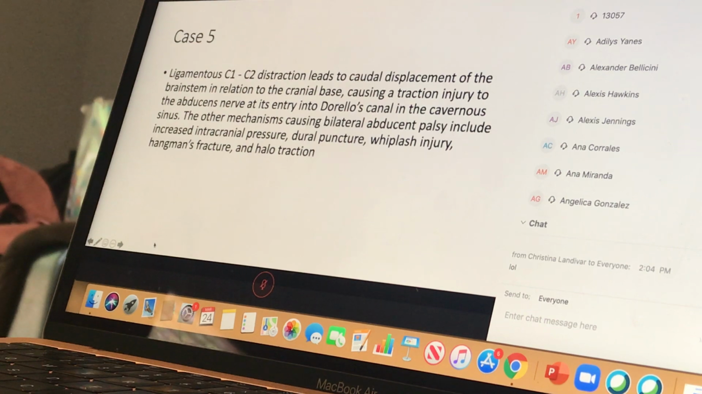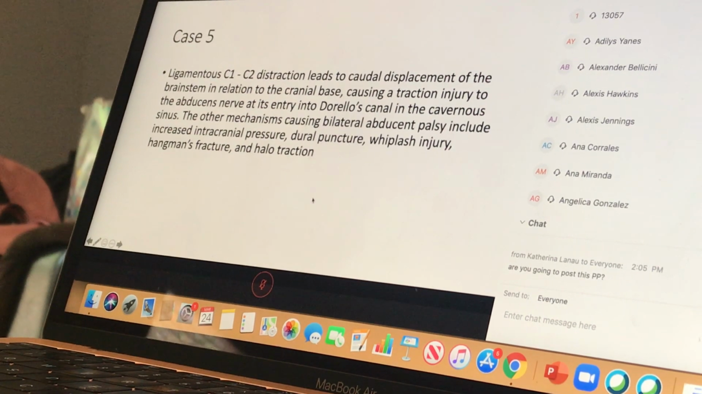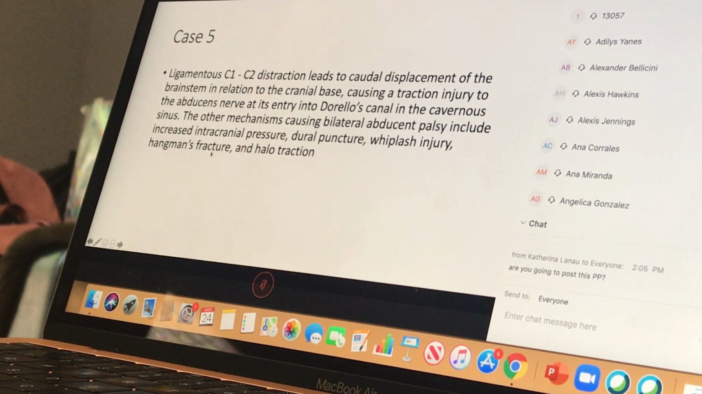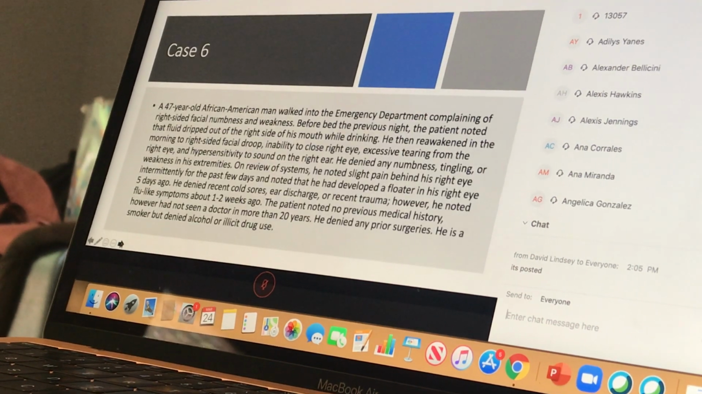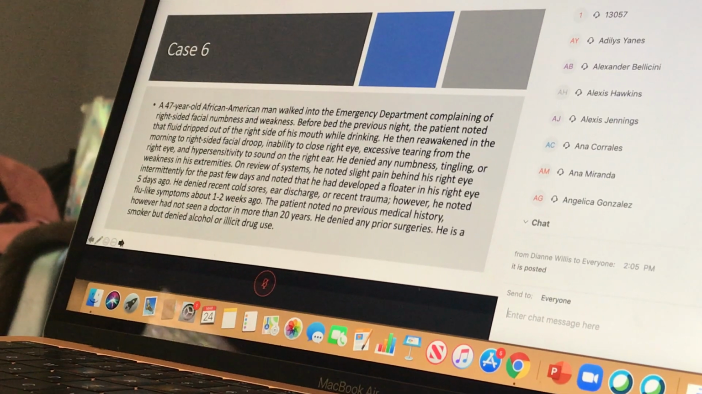Any questions or comments on that? This is not a test part, please, guys. I just need you to know what a 6th cranial nerve palsy is. I just wanted to let you know what the case was so you can have an idea. Any questions, Laura? Someone asked if this is going to be posted, and it's posted in all 3 sections.